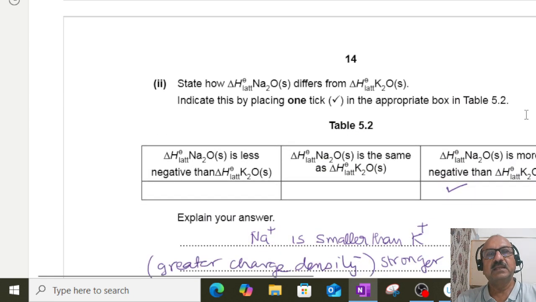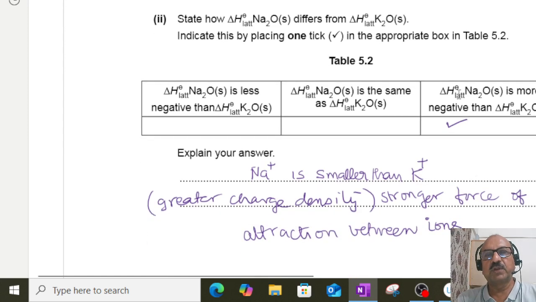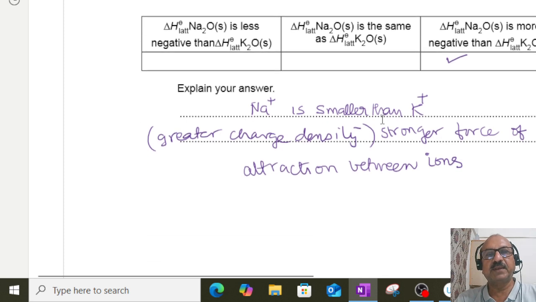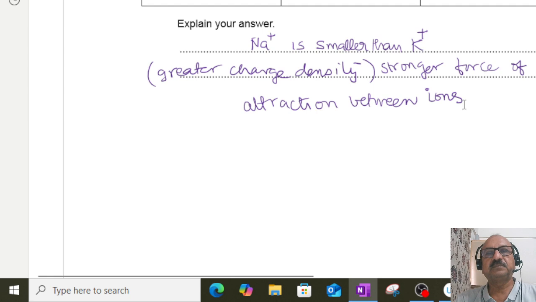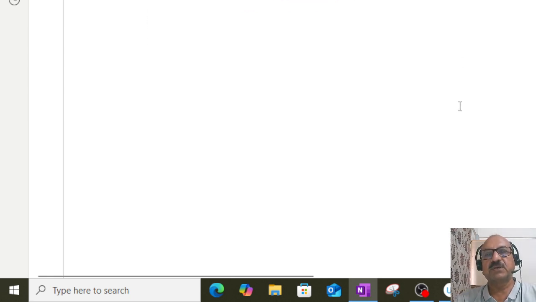And then we have to say that the lattice energy of sodium oxide differs from the lattice energy of potassium oxide. So we have to tick under the correct column. It's more negative. The reason is that the sodium ion is smaller than the potassium ion, because sodium is in the second period and potassium is in the third period. So when the ions are smaller, they have stronger forces of attraction, and therefore there is a greater exothermic reaction. Alright, so that completes question number 5.